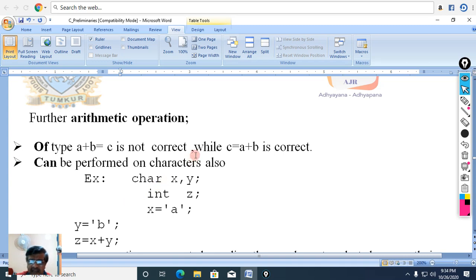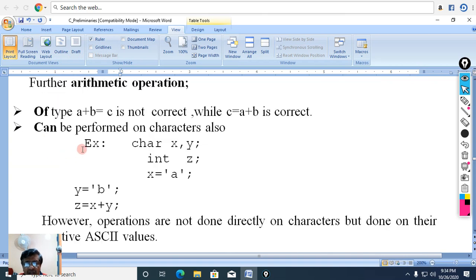Further, an arithmetic operation of the type A plus B equal to C is prohibited. You cannot generate an arithmetic expression like this. The left hand side should always contain a lone variable. The right hand side of the arithmetic statement can only contain an expression. While C is equal to A plus B is correct.